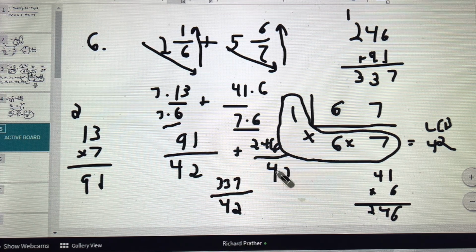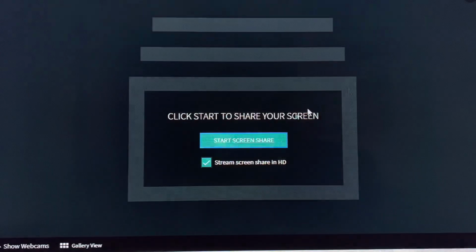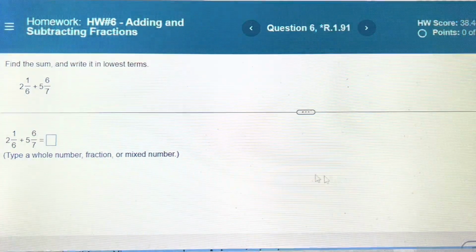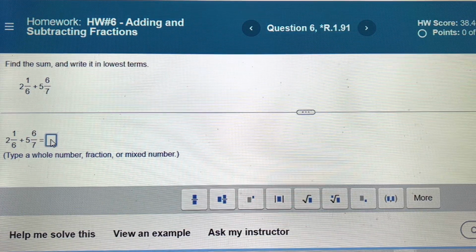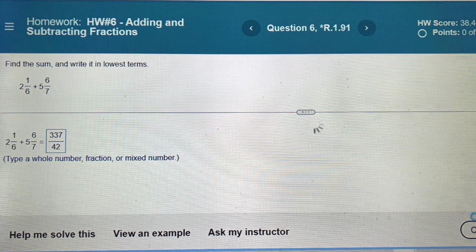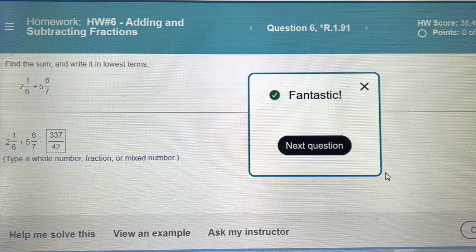Again, hard to tell if that reduces. So maybe on homework at least you could just plug it in and see if they take it. 337 over 42. Yeah, that means it didn't reduce.